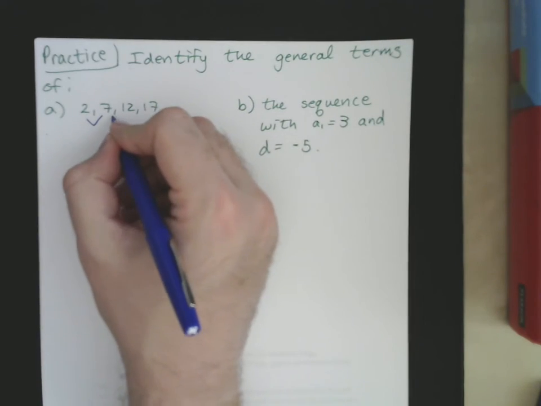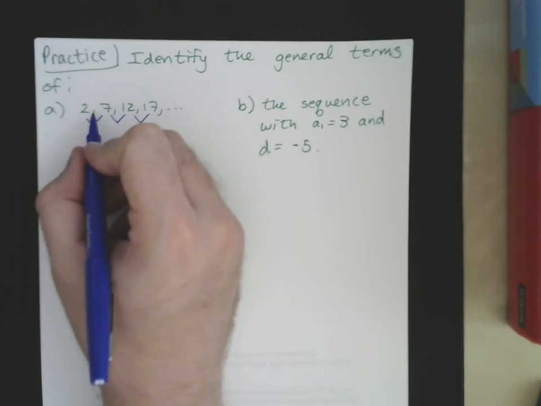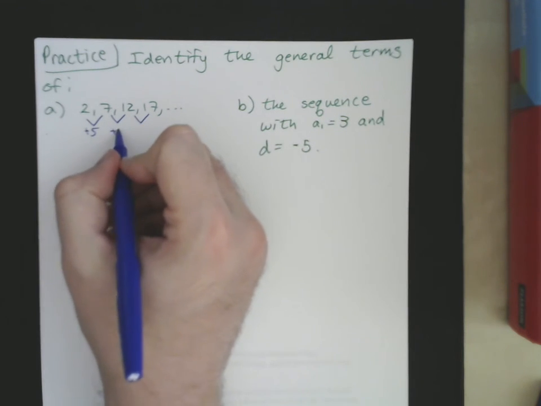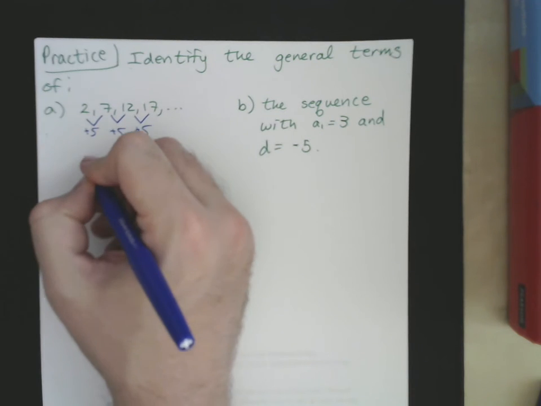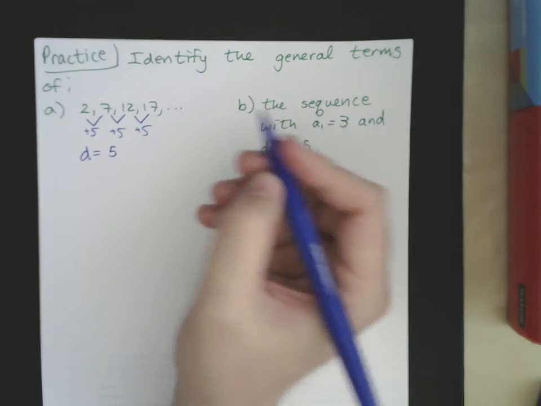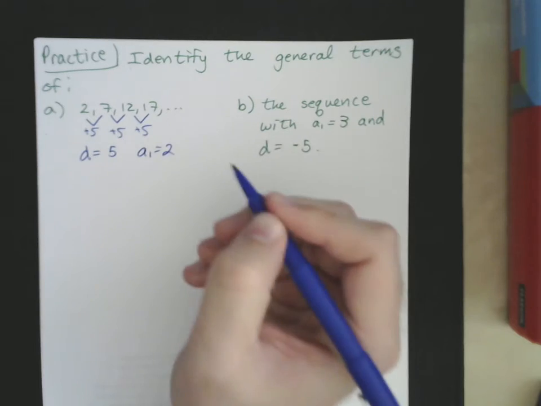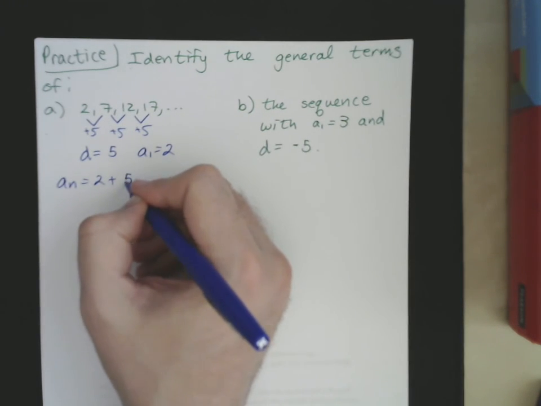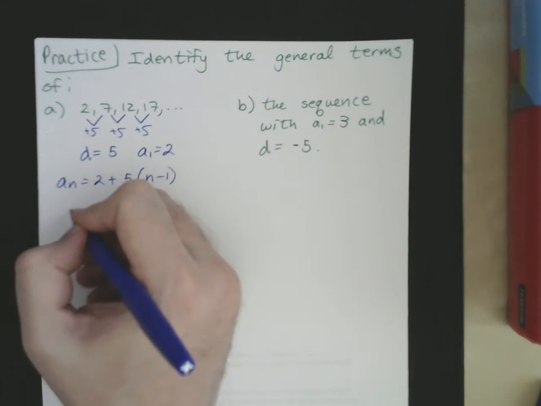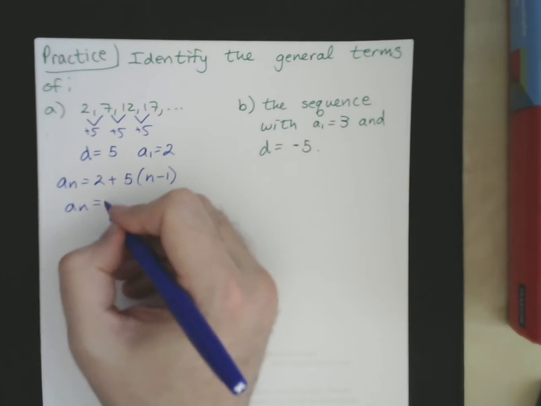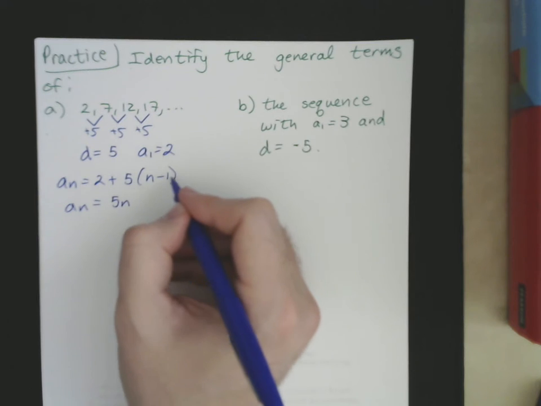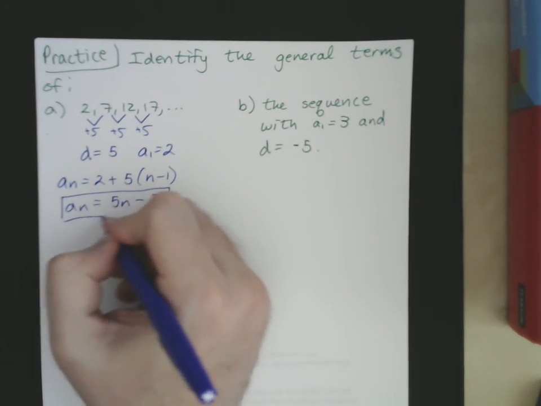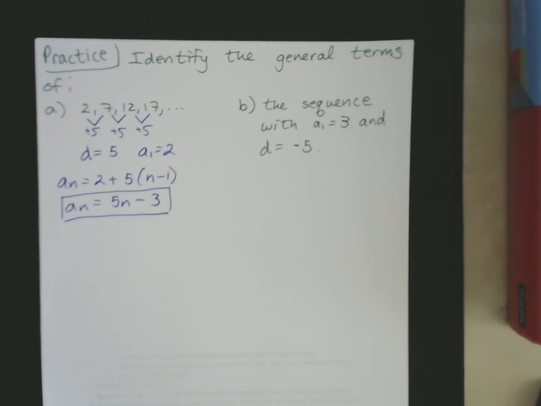So in this one, since we don't have everything, we need to look at what the common difference is, and the common difference here is going up 5, 5, and 5. So we can identify d as equaling 5. a_1 is 2. So our little formula a sub n says this is 2 plus 5 times n minus 1, or 5n, 2 plus -5 is -3. And that's our general term for that sequence.